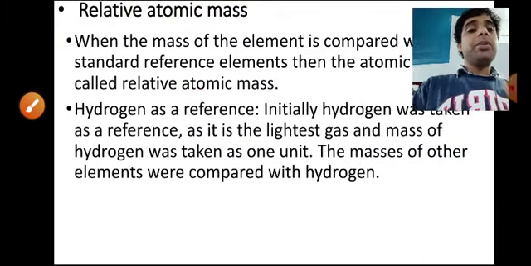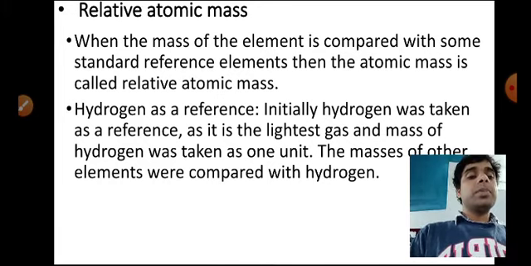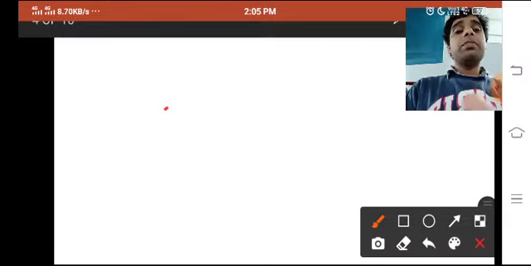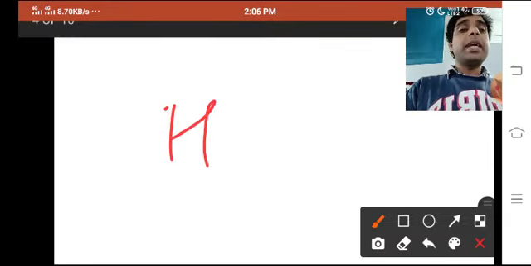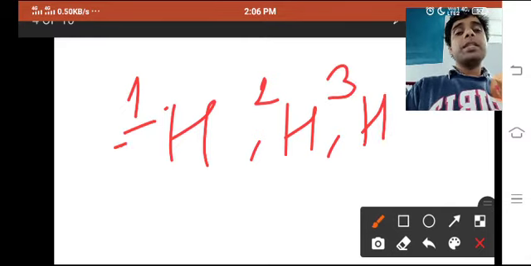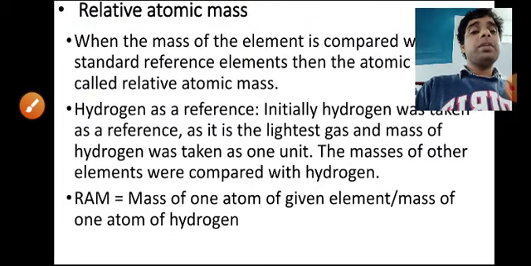Here you can see hydrogen as a reference. Earlier hydrogen was taken as the reference material, but the problem was with the isotopic forms of hydrogen. Hydrogen exists in three isotopic forms: hydrogen-1, hydrogen-2, hydrogen-3. Its atomic mass varies, so you can see the atomic masses 1, 2, 3, and if I find the average, it would be different. This one is having some problem.